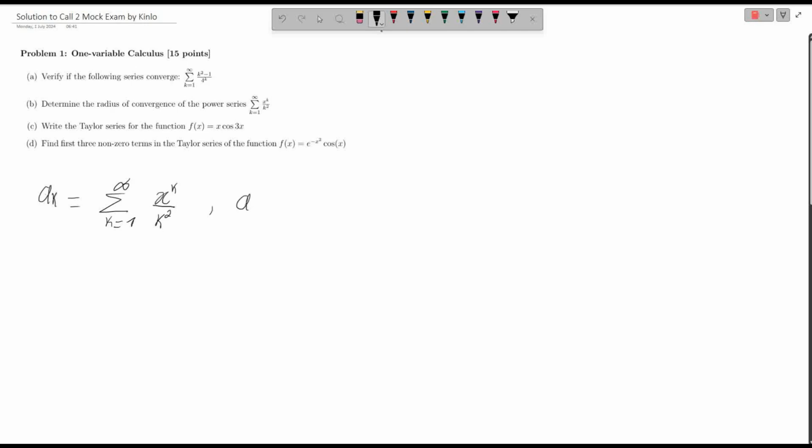We are going to look for our a_(k+1), and this will simply be the sum from k equals 1 to infinity of x raised to the power k plus 1 divided by (k plus 1) all squared. Again, a_(k+1) simply means we replace k with k plus 1 anywhere we see k in our a_k. So it's very easy.